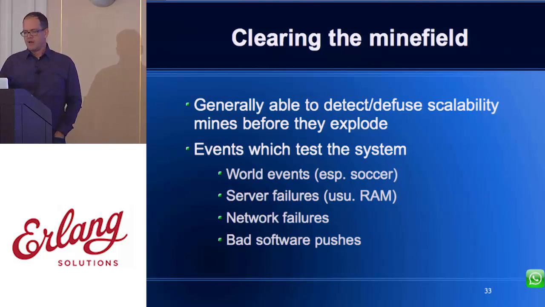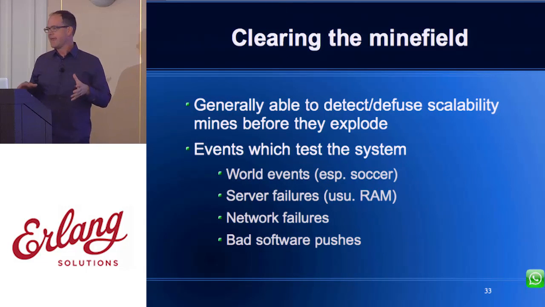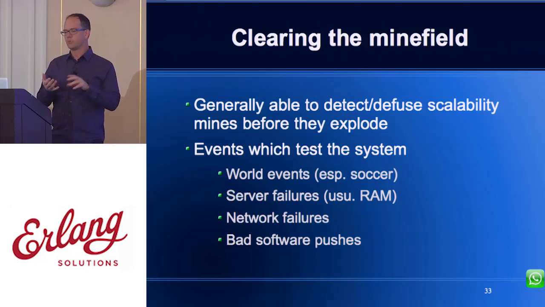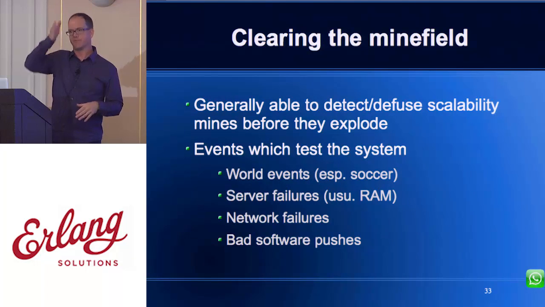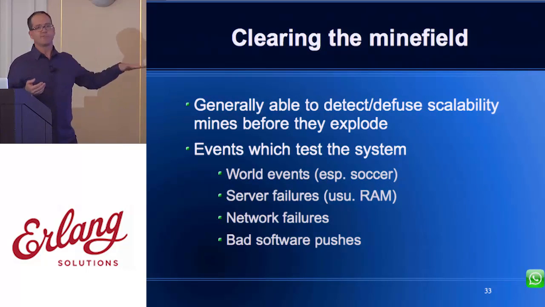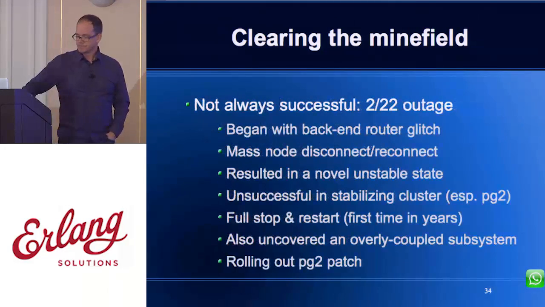All right, so scalability for us is kind of like clearing a minefield, and we're generally able to detect the mines and defuse them before they explode, because we get lots of world events, especially live sports, which create big vertical load spikes when, say, goals happen or the game's over. We get server failures. It's usually RAM. We have network problems, and hypothetically, we could have bad software pushes. I mean, it never happens at WhatsApp, but now we're not always successful.